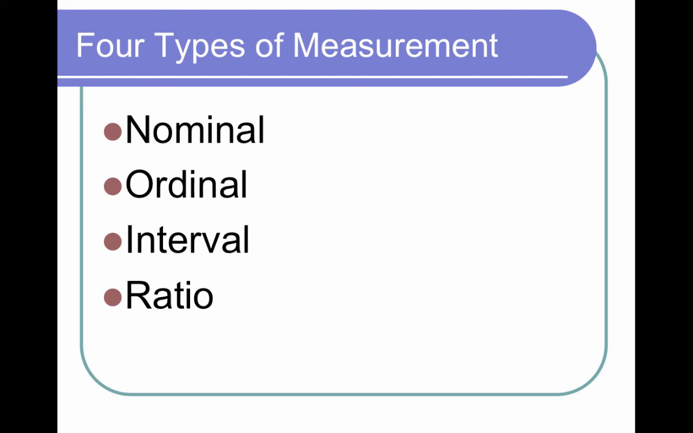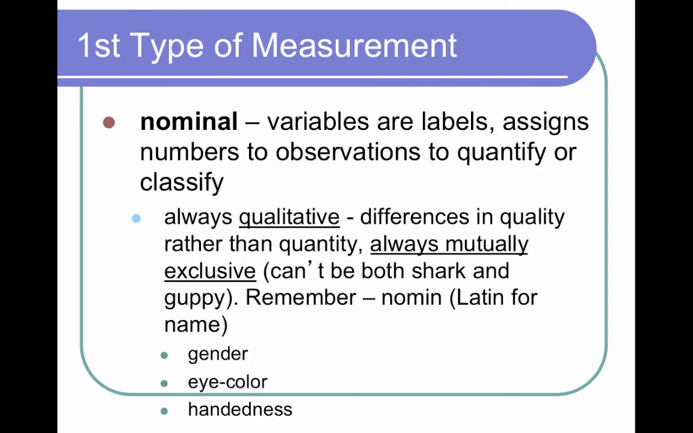You will encounter these types of measurement in every statistics class you take, in every statistical software program, and so this is very important basic stuff that you need to learn and commit to memory. The first type of measurement is nominal. Nominal measurements are variables that have labels. In this case, we have to assign numbers to quantify or classify. It's the least sophisticated type of data.